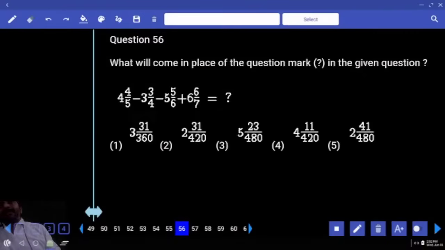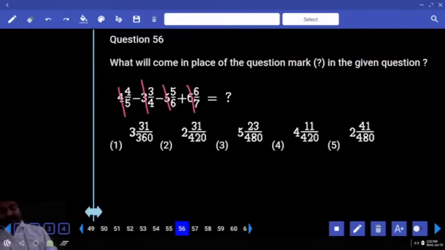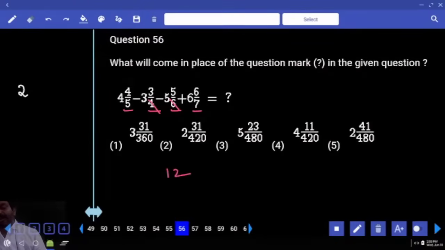First we will consider only integers. Come on. 4 plus 6 minus 3 minus 5 minus 8. 10 minus 8, 2. Now fractions. LCM for denominators. Correct? 4 and 6, LCM 12. Other denominators are 5 and 7. All three numbers are co-primes to each other. Their LCM is going to be their product only. 5 into 12, 60 into 7.